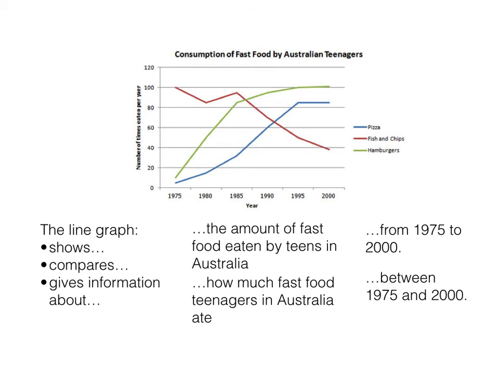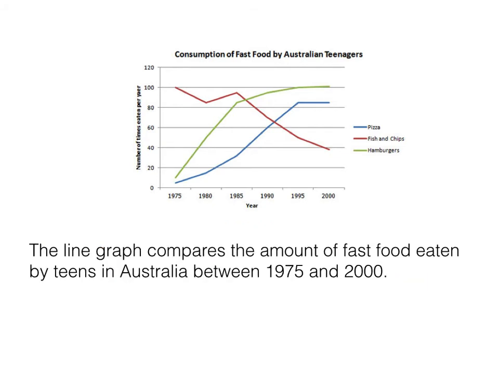Here's mine. I'm going with: the line graph compares the amount of fast food eaten by teens in Australia between 1975 and 2000. It's different to the rubric and covers all the important information I need for an introduction.